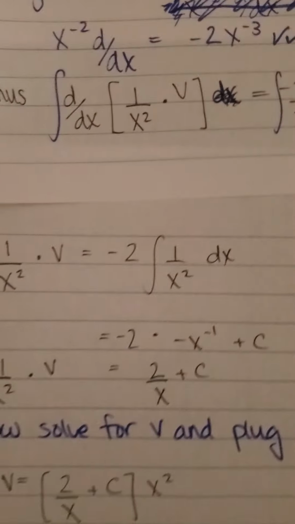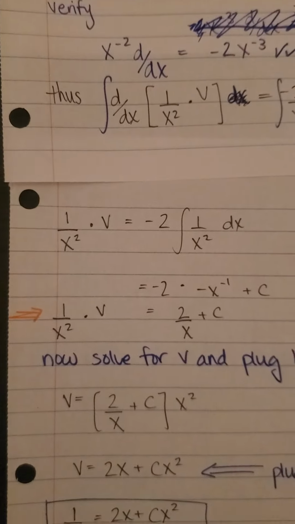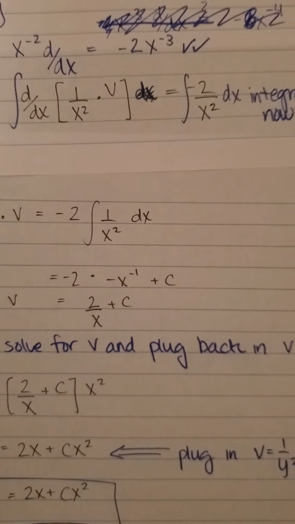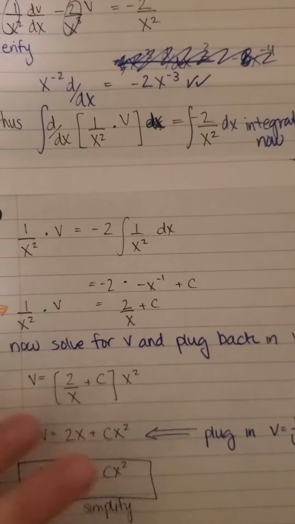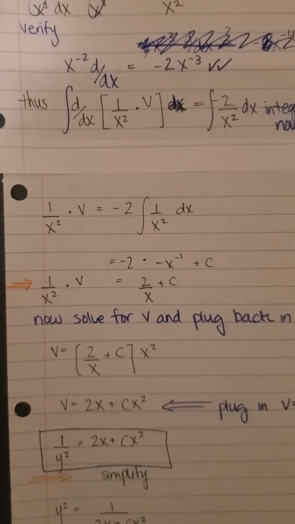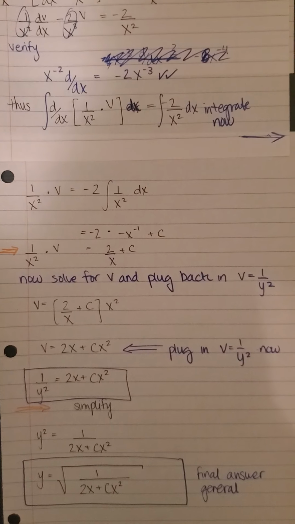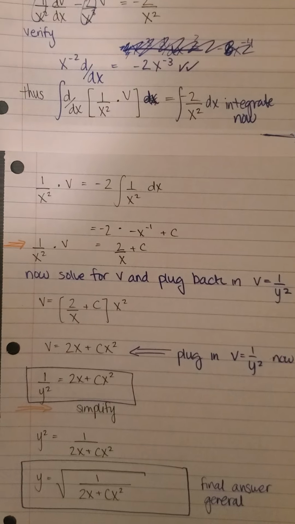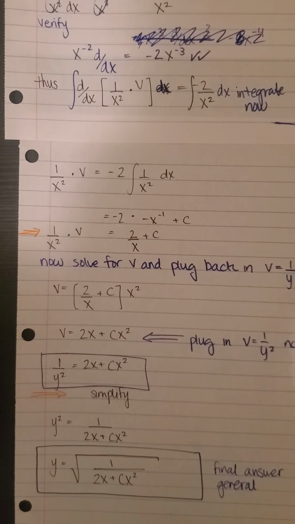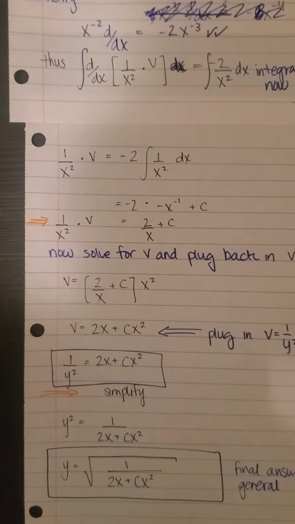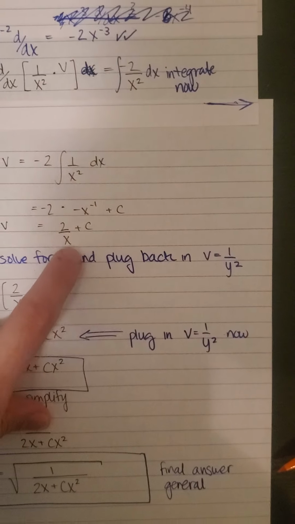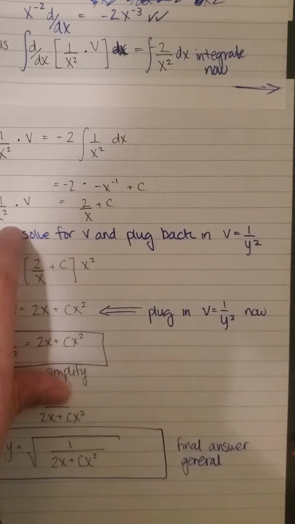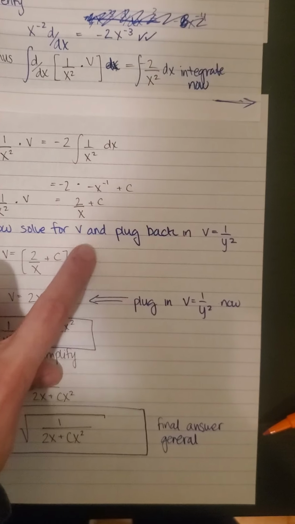Okay, so you integrate and you end up getting 1/x² times v. Pull out that constant, and it's just 1/x² dx. Do some basic calc 2 to get what you need. And then now that you have the answer to that integral, you get your plus c. Now we can solve for v.